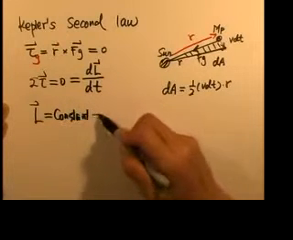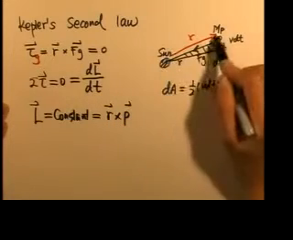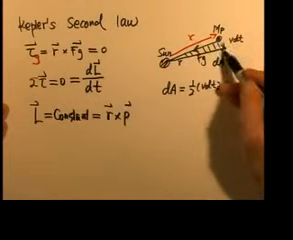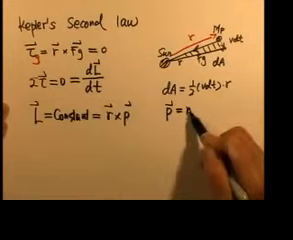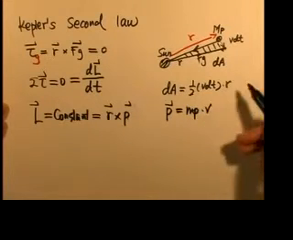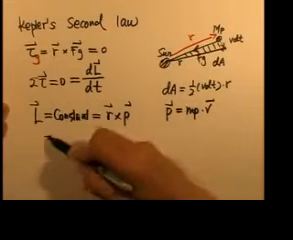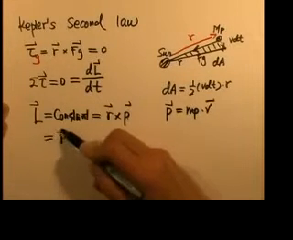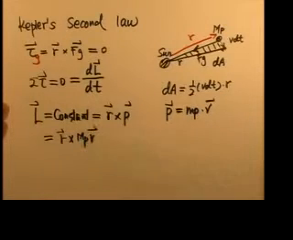Well, L is defined as r cross p. r is this position vector r, and p is the linear momentum of our planet. That is the mass of the planet times its linear instantaneous velocity v. So our angular momentum equals r cross this linear momentum, m_p v.